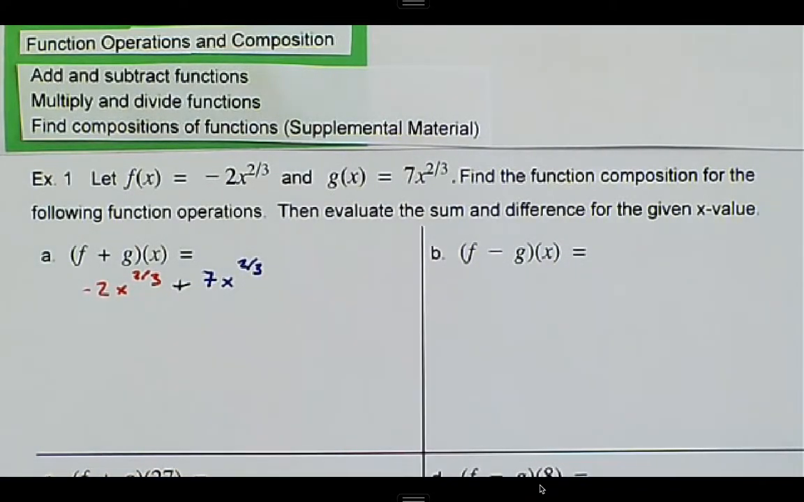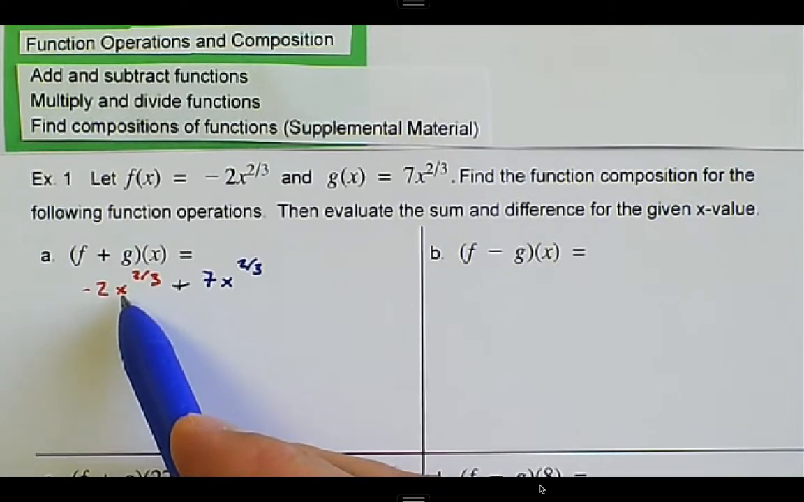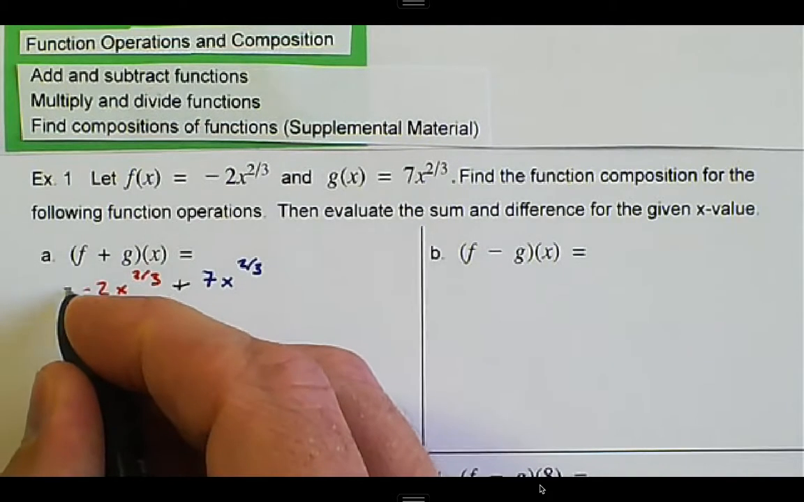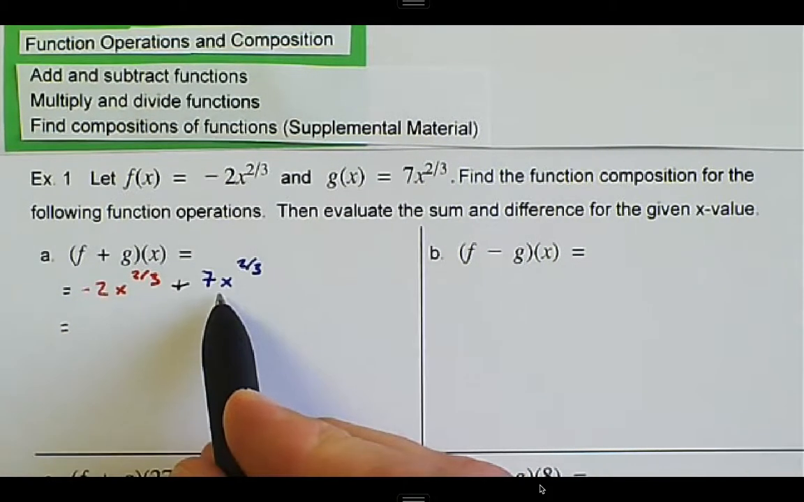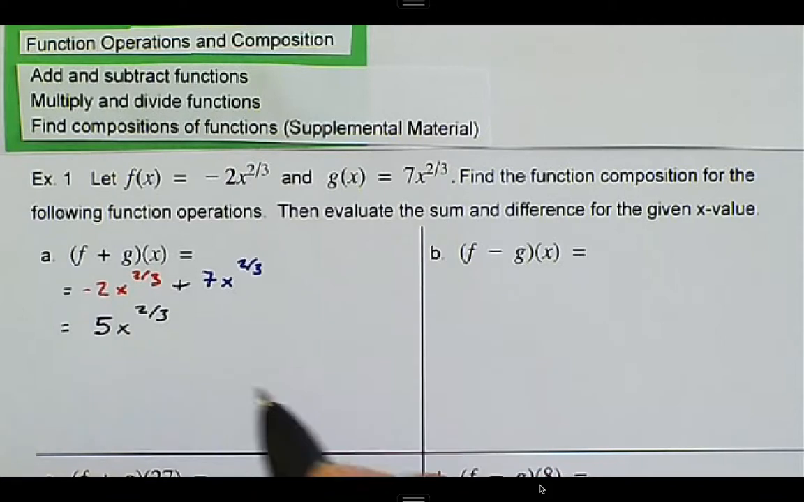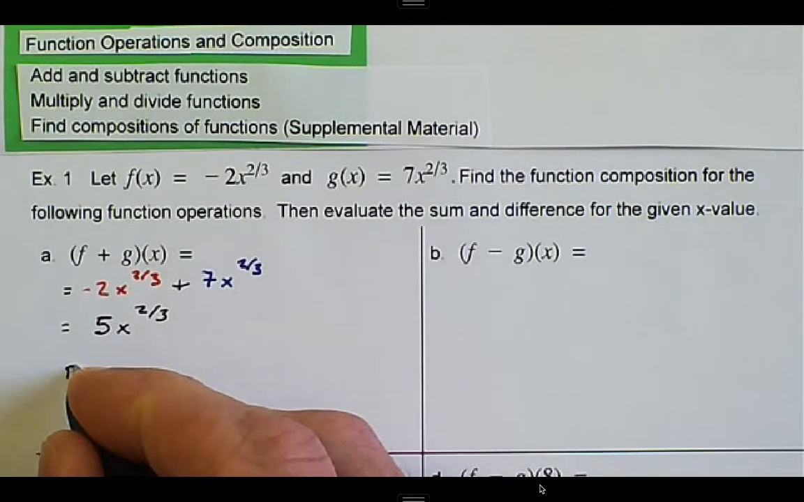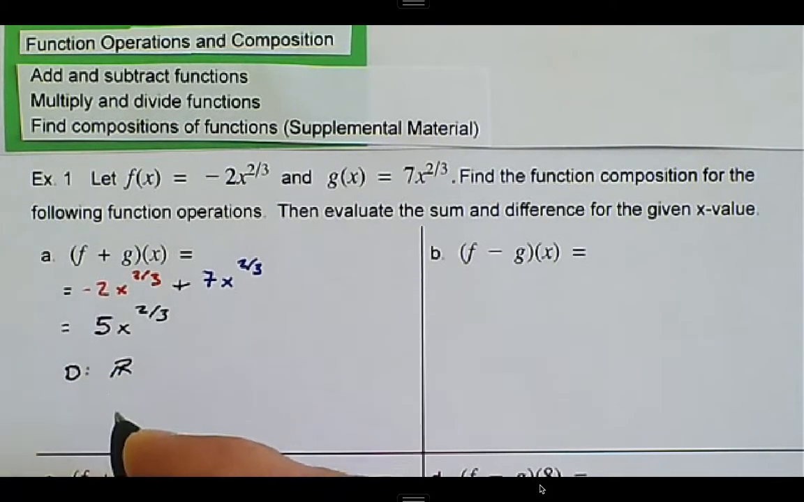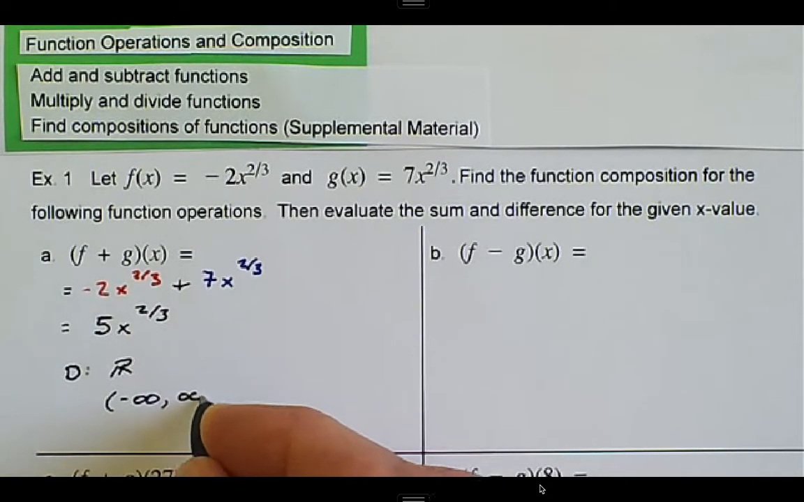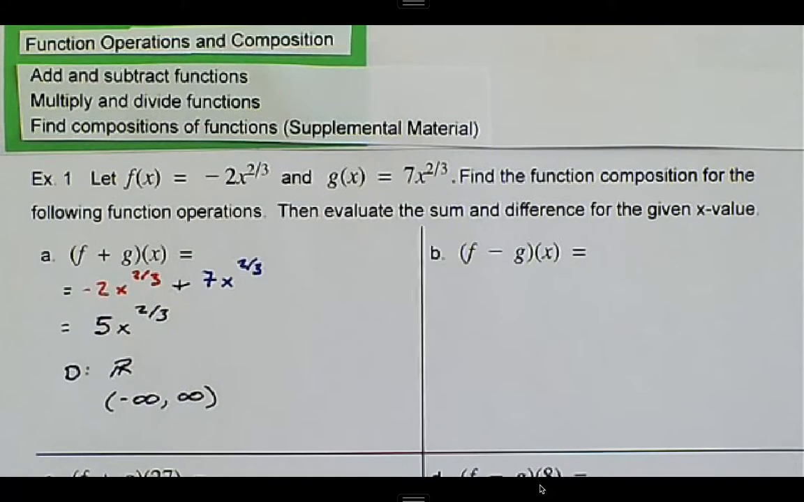And because we have like terms here, our x's are both to the 2/3 power. So when we get that all said and done, negative 2 plus 7 is going to be 5x to the 2/3. And then if we're thinking about the domain, there's nothing in this function that is limiting the domain. So our domain for this, we can be all real numbers, or we can say in interval notation, negative infinity to infinity.